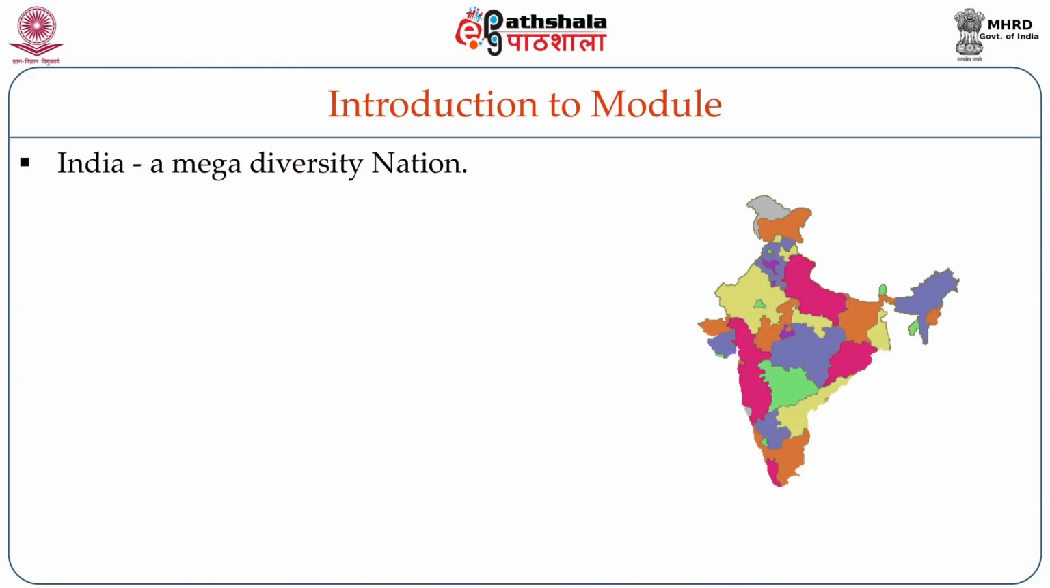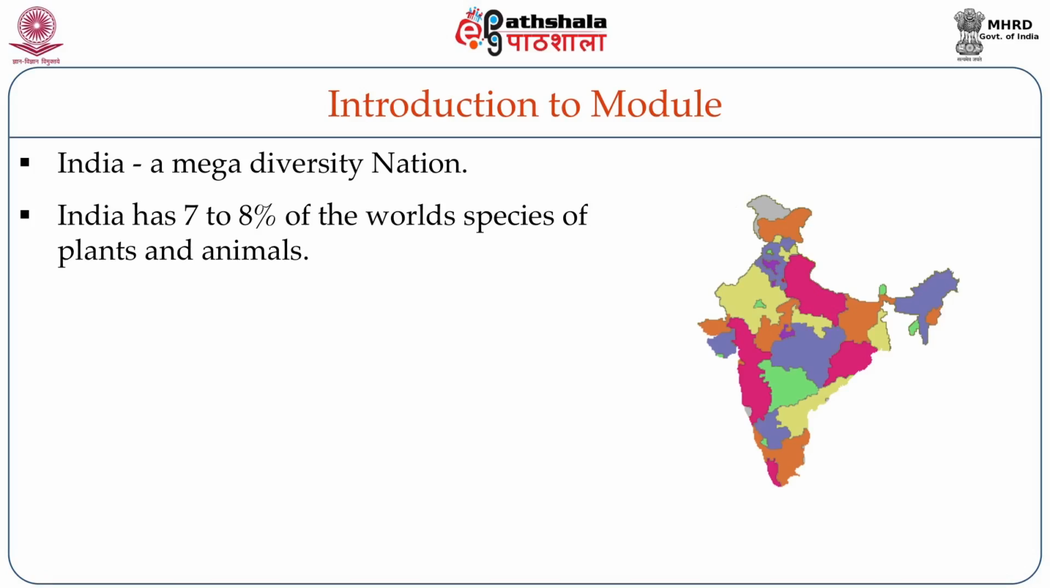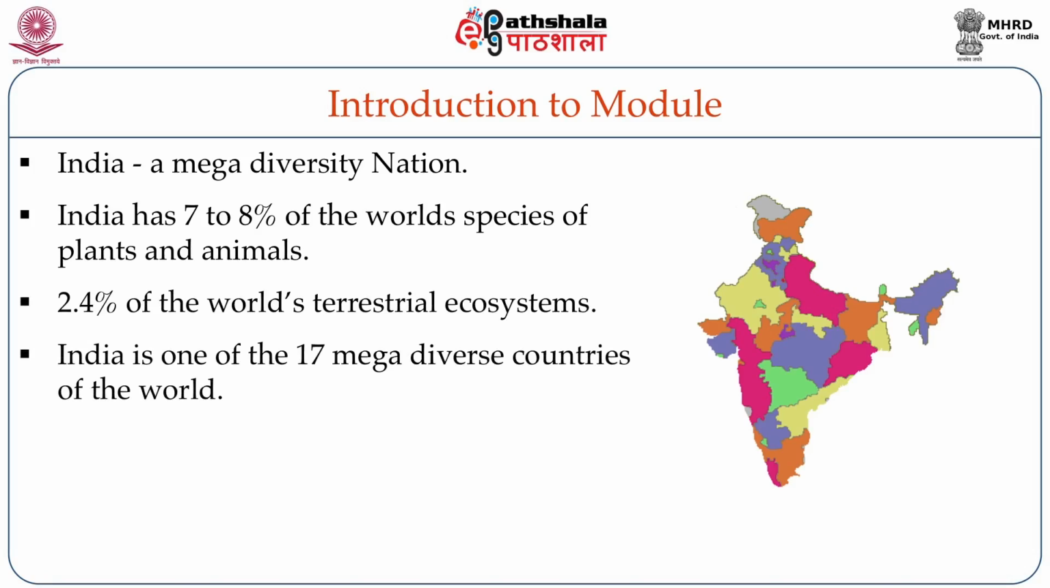India is a mega-diversity country. And this is very fascinating because it is a very, very interesting country in terms of its biological diversity. India has 7 to 8% of the world's species of plants and animals in only 2.4% of the world's terrestrial ecosystems. India is therefore within the first 17 mega-diverse countries in the world today.